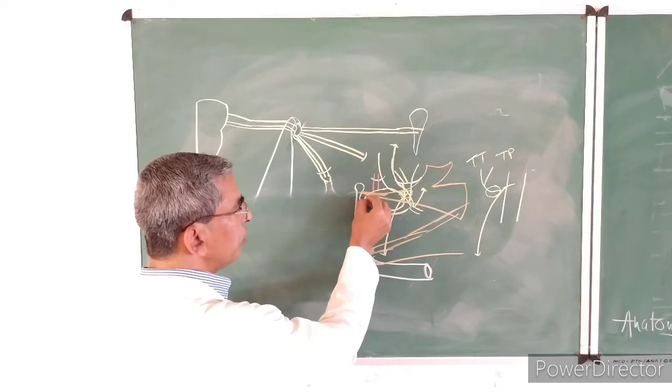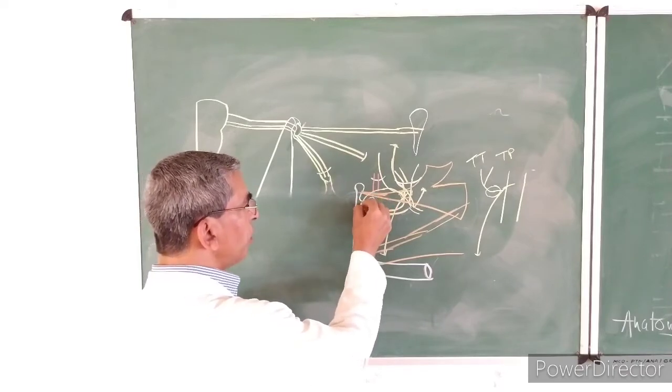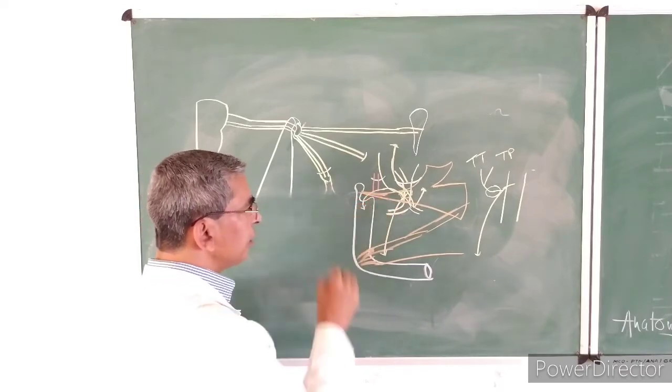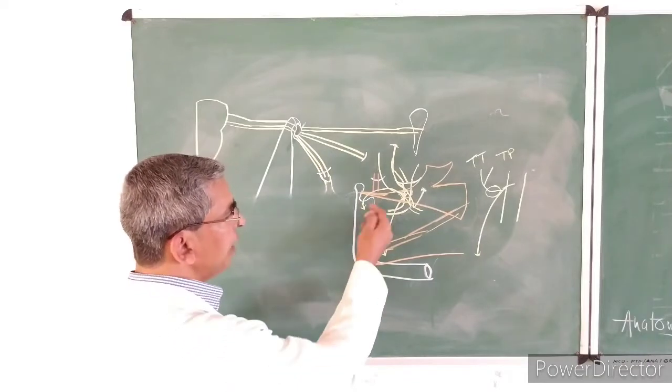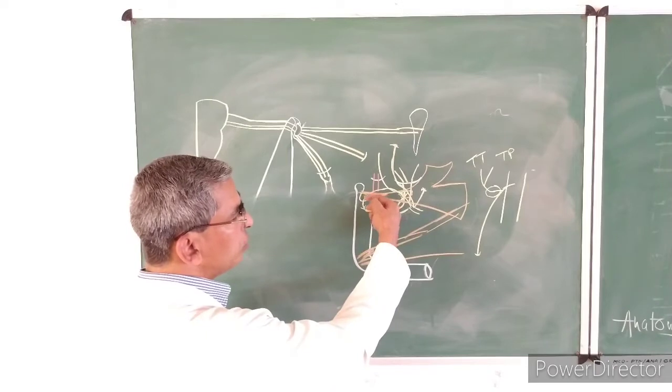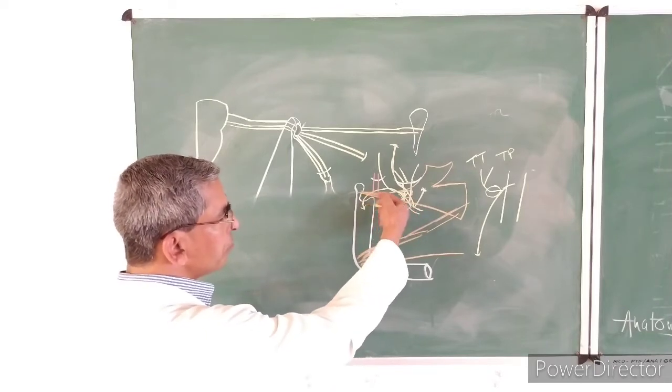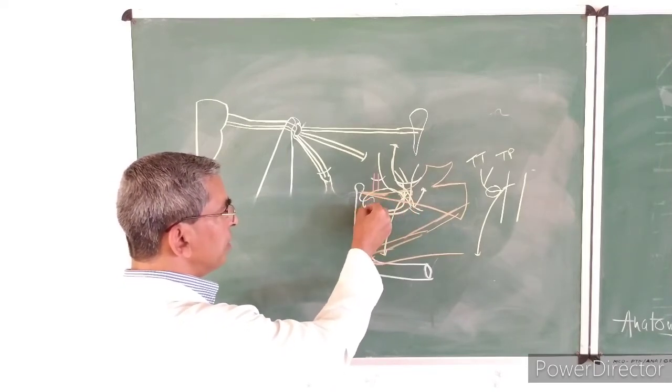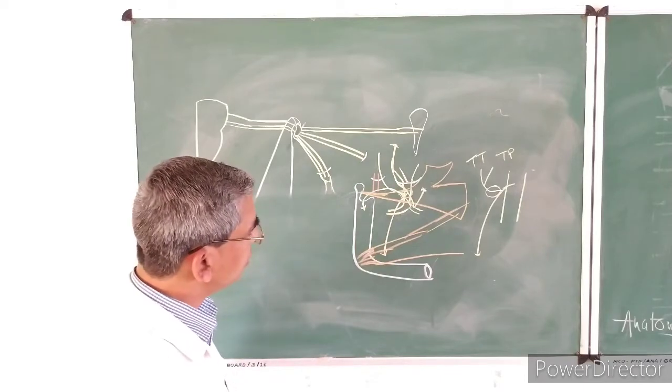This is the masseteric notch, and this nerve supplies the masseter muscle through its deep surface. It comes to the upper border and then supplies here. It passes superficial to the tendon of the lateral pterygoid and supplies the masseter muscle. So this is the masseteric nerve.